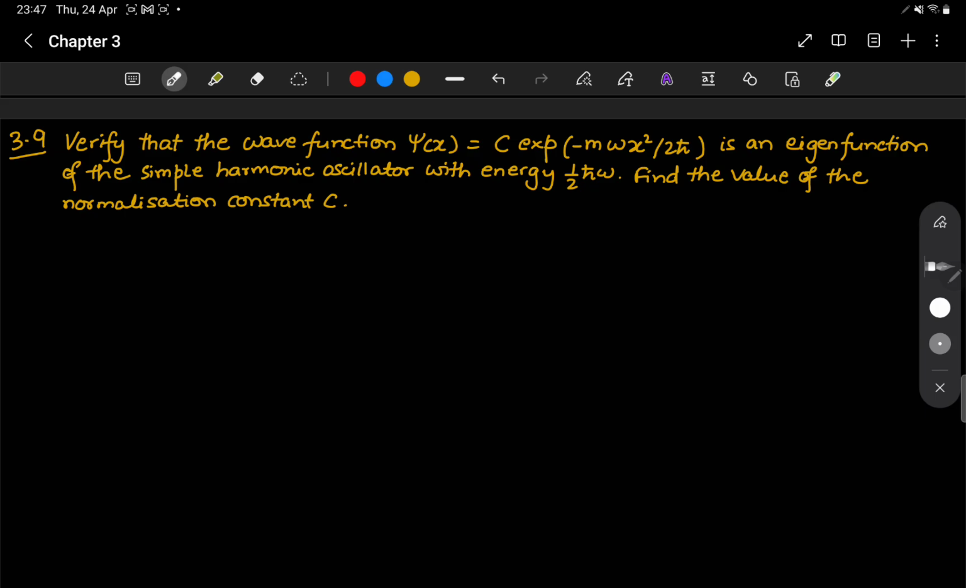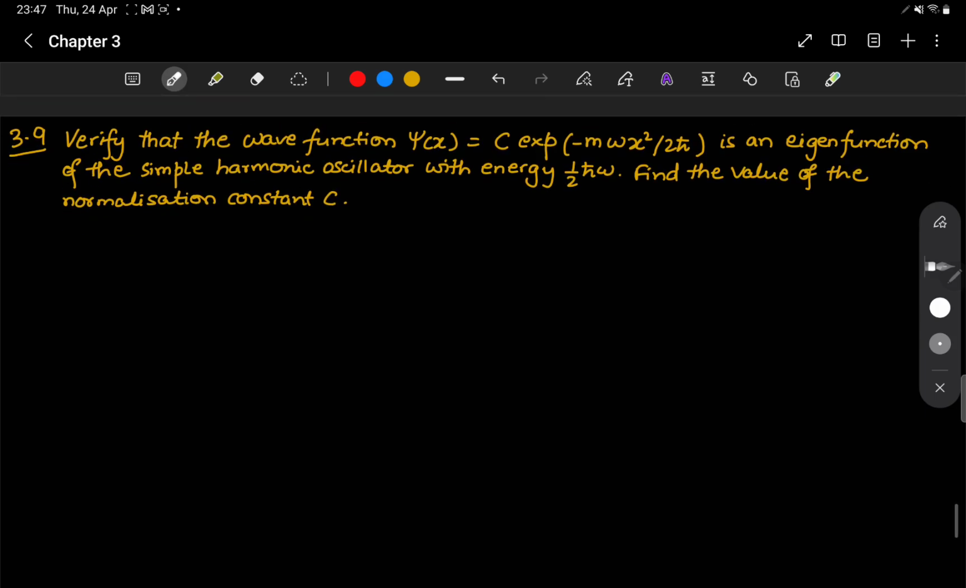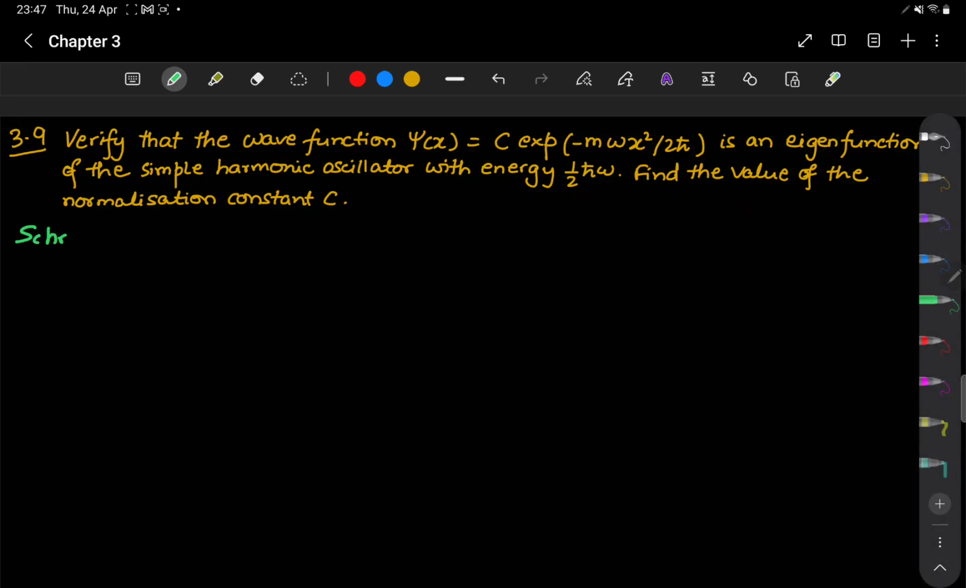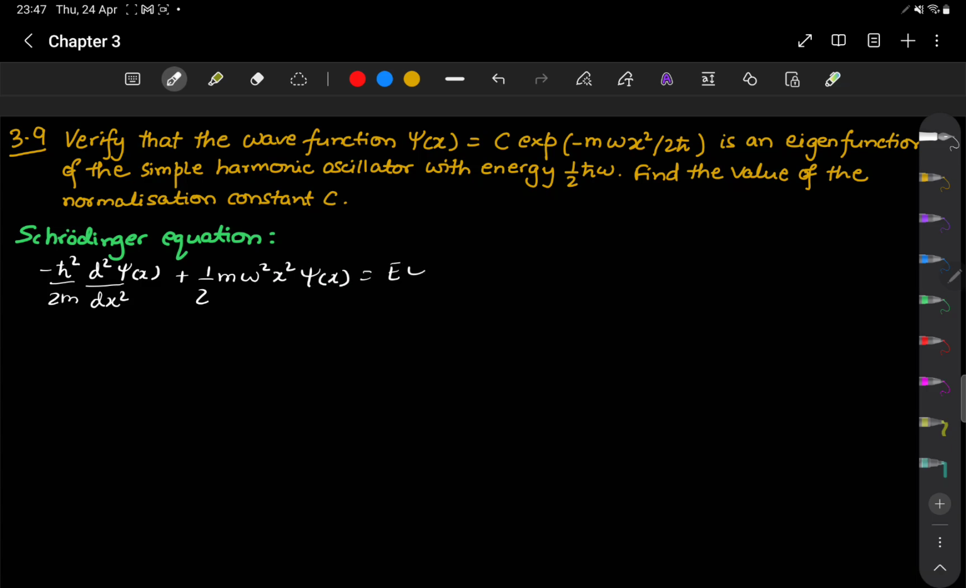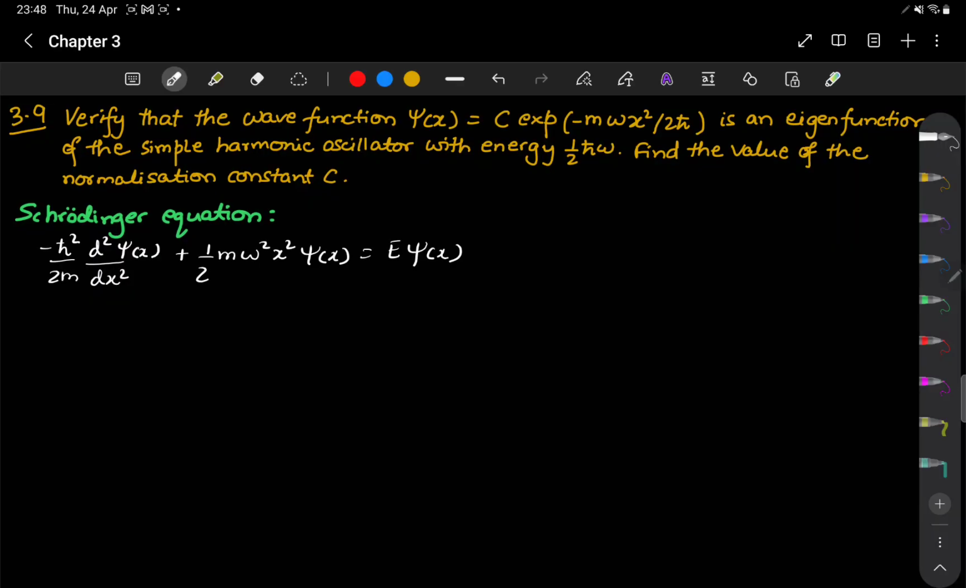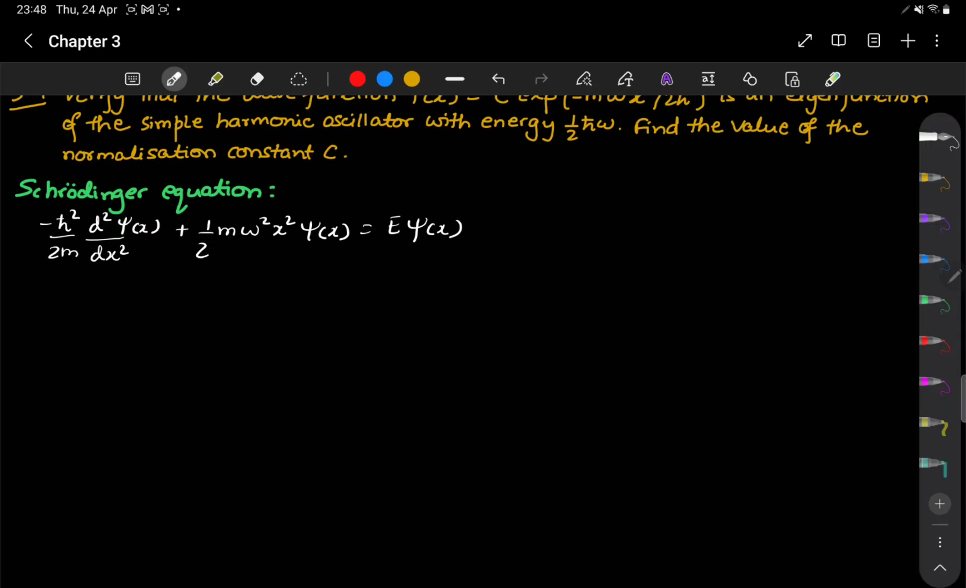So we need to first write down the Schrodinger equation. The Schrodinger equation is given as follows: H psi equals E psi, where the left hand side is the Hamiltonian operating on the wave function psi. So let us find out first the left hand side.